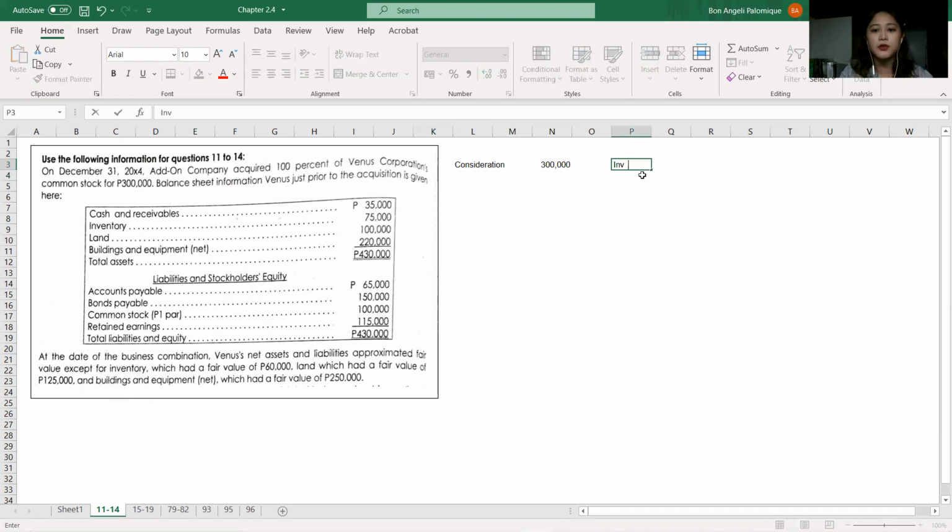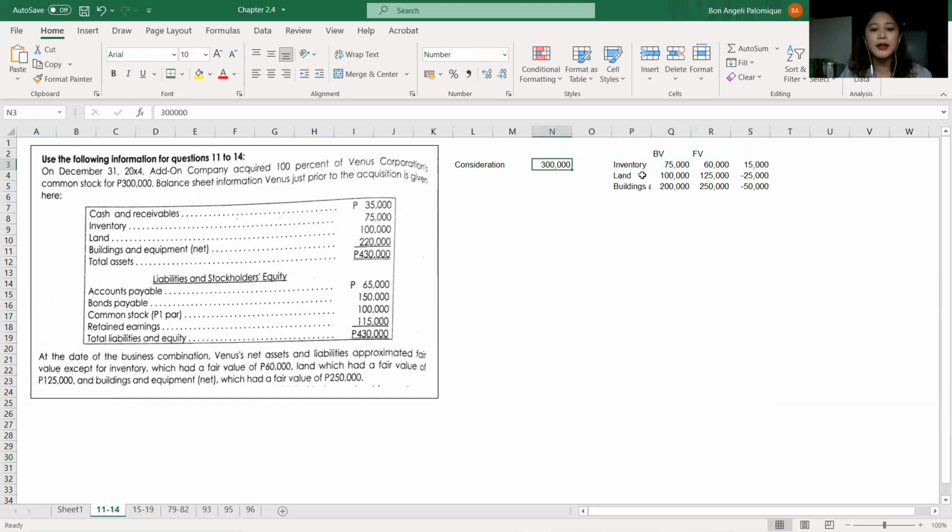So, sulat ko na dito. Si inventory daw, ito yung book value niya, ito yung fair value niya. Ang fair value niya daw is 60,000. Si land naman daw, 125,000. Si buildings and equipment is 250,000. So, titignan ko ngayon magkano yung book value or carrying amount nila. Para ma-compare ko and alam ko kung magkano yung over-under valuation later. Kasi alam ko naman na magko-compute tayo ng over-under valuation, di ba? So, ayan, nabigay na lahat.